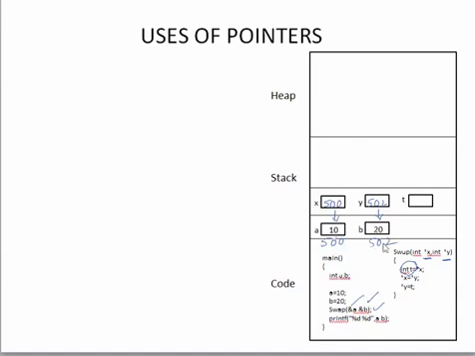Using these addresses, the swap function can swap the values of a and b. So we can see that swap is indirectly accessing the variables of the main function. So pointers are used for indirectly accessing the variables of other functions.